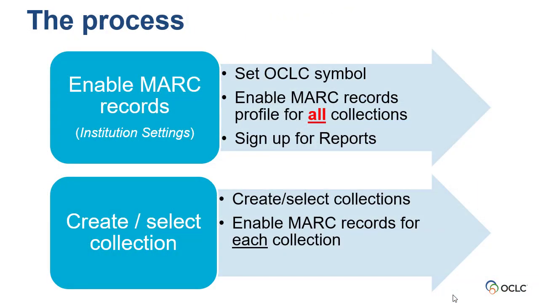The process begins with confirming or selecting the OCLC symbol to use. Then choose to enable MARC Records for all collections and configure the settings for Collection Manager Fundamentals to deliver WorldCat records for titles across all your library's OCLC cataloged collections. Last, sign up for reports to be notified when records are ready for download.